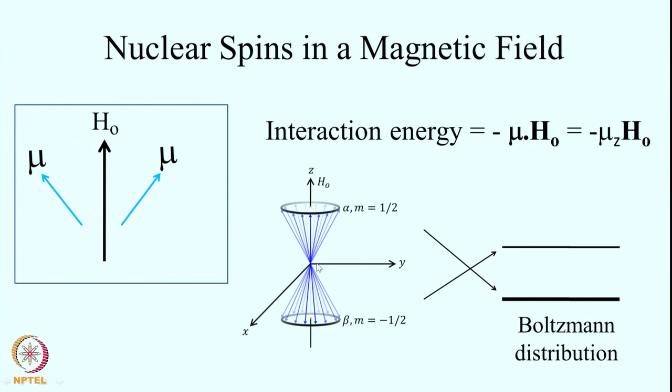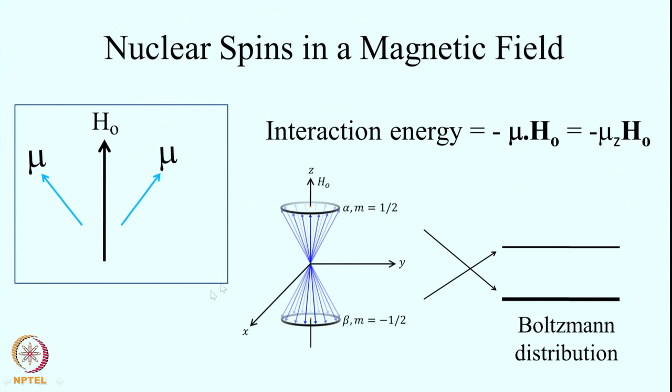The same thing can now be represented in another fashion, as I said, for a spin half, and this is shown more explicitly here. We have two orientations in space, as indicated: m is equal to half here, m is equal to minus half. These states are represented conventionally as the alpha and the beta states for the two spin system. The interaction energy is given by this kind of an equation: the interaction energy is equal to minus mu dot H naught, because both are vectors here, and if you take the dot product you get minus mu z H naught. Now notice the minus sign here.